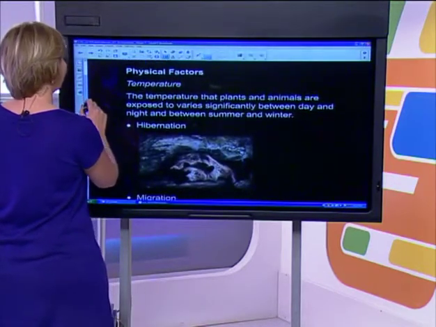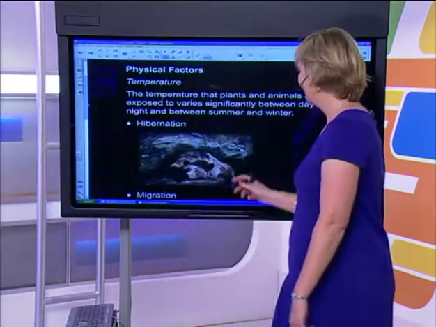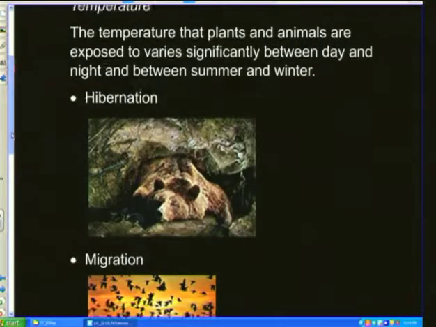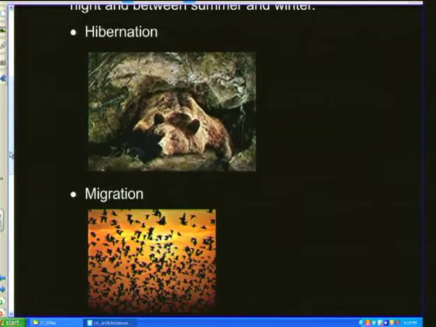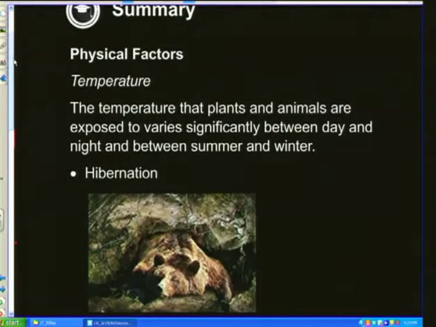Okay. So now, what other physical factors? How cool is this picture? I told you I wanted to be a bear. Yes. How cool is that picture? In winter, to be a bear. Why to be a bear in winter? Because you get to hibernate. Sleep. Okay? So some of the physical factors that we're going to talk about.